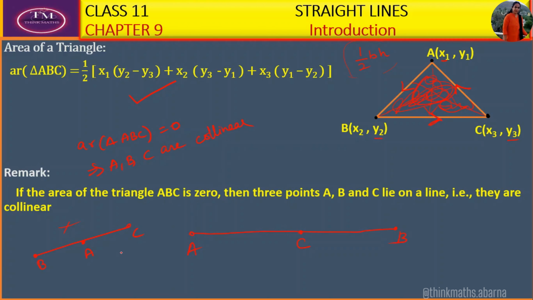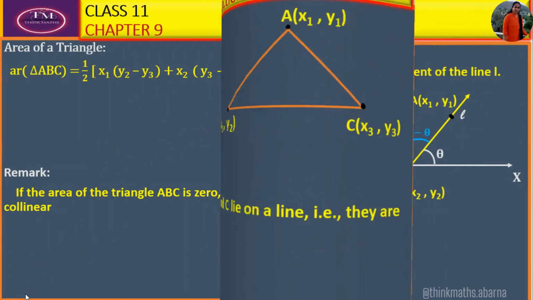Okay, clear? So if the area of the triangle is 0, it is collinear. Or if the points are collinear, then we can say the area of the triangle is 0. So both are if and only if. The converse is also true. Clear? Shall we move on to the next one?